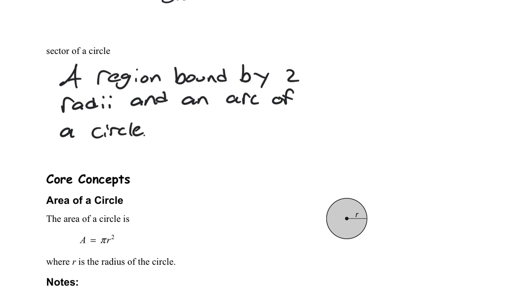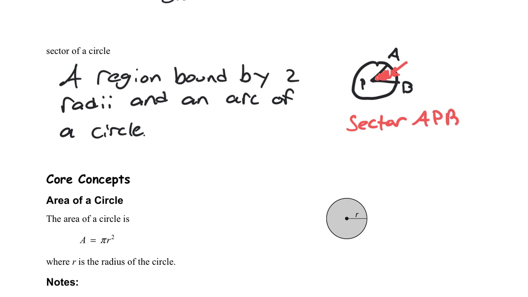So if I was looking for a sector, here's my circle. Let's call this maybe A, P, and B. And the sector is this shaded region here. And that is called the sector A, P, B.